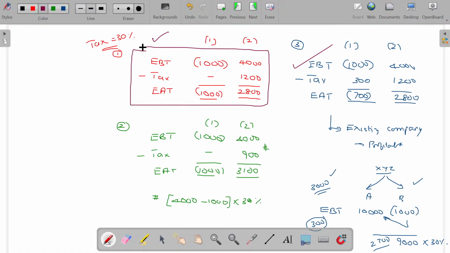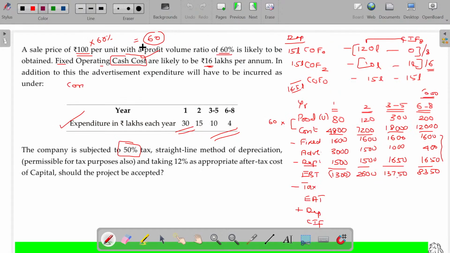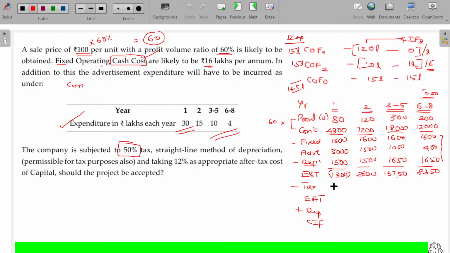Is that clear? You can write your assumptions also in your examination. So I assume this model for this solution. Clear? Let's see here. As there is a loss, I need not pay tax here. That's the assumption here. 1300 being the ultimate value after tax.